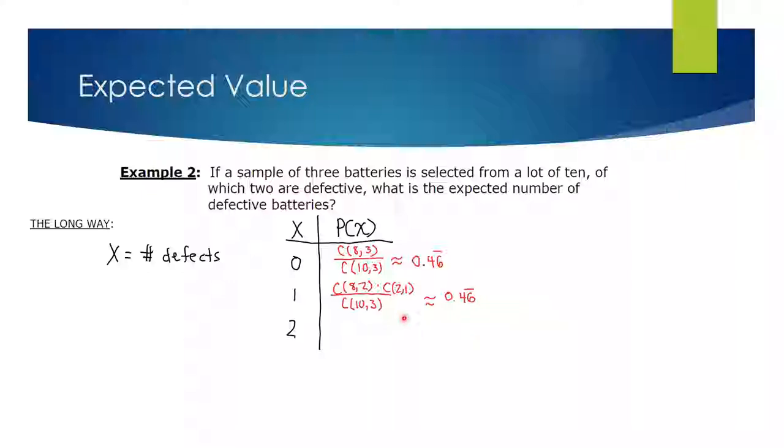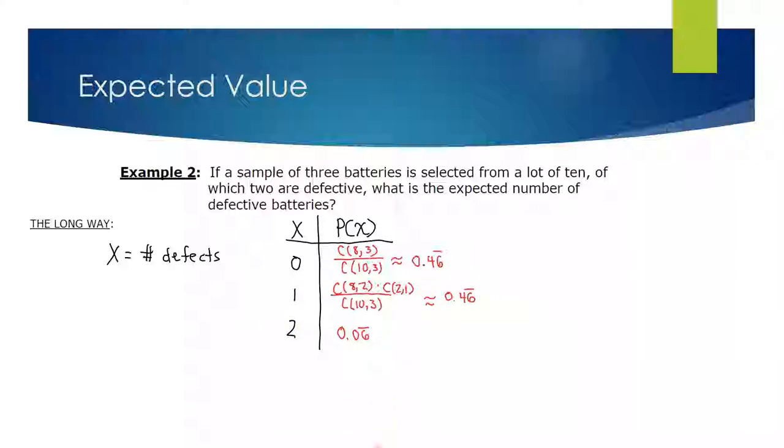Now, I could do the formulation for 2 here, where I could say, okay, I'm going to have C(8,1) times C(2,2) over C(10,3). Or I could realize that if I add these together and take that total from 1, I get 0.06 repeating, which is basically 1/15. So now I have each probability for each number of possible defects in my choices.